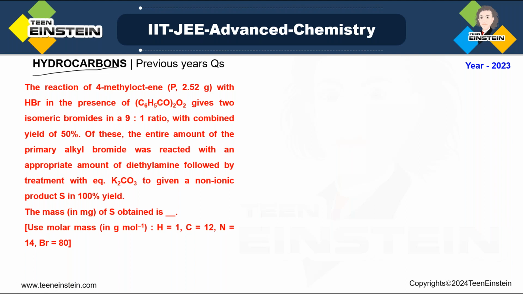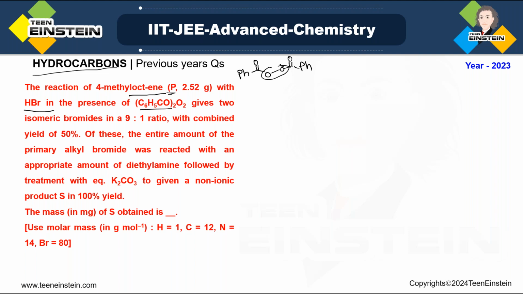The reaction of 4-methyl octene, this molecule is P, 2.52 gram, that amount is given. Now it is treated with HBr in presence of (C6H5CO)2O2. So this molecule is nothing but a peroxide, PhCO-OO-COPh, having a peroxide linkage. So this reaction is nothing but addition of HBr to the C=C double bond in presence of peroxide type of compounds. We know when there is a peroxide compound and we are adding HBr, it is anti-Markovnikov addition. So that reaction we have to consider here.